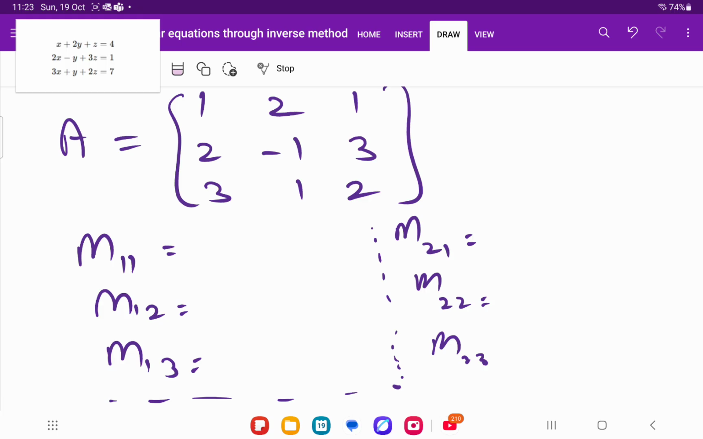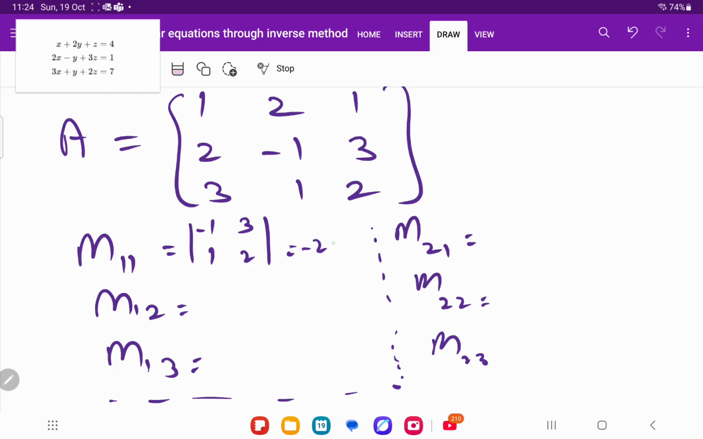When we are talking about the matrix M, the order is written by M11. When we say 1 1, it means exclude row 1 and column 1. For all the minors, we use the word exclude. So by excluding row 1 and column 1, what is remaining? Minus 1, 3, 1, 2. By solving it, minus 1 multiplied by 2, answer is minus 2.